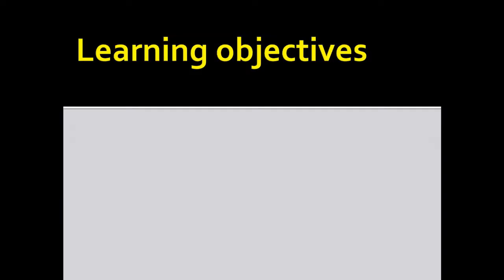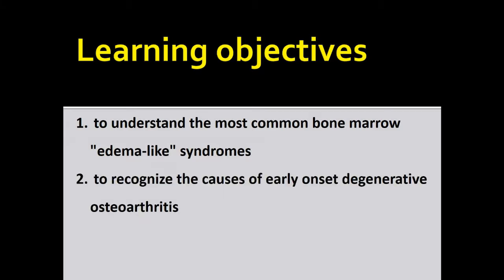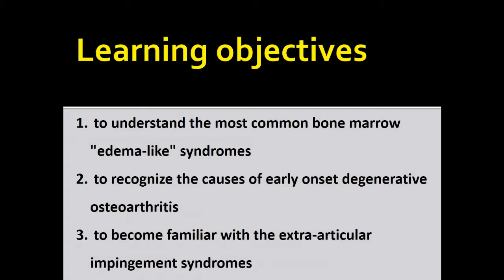I will discuss with you today three topics. One is to understand the most common bone marrow edema-like syndrome. We say edema-like because bone marrow edema is not only edema in the extracellular space, so we prefer to use this terminology. Then to understand why in some young adults we have early osteoarthritis, although there is a lack of history of previous trauma or infection. And also I would like to discuss with you the extra-articular impingement syndromes.